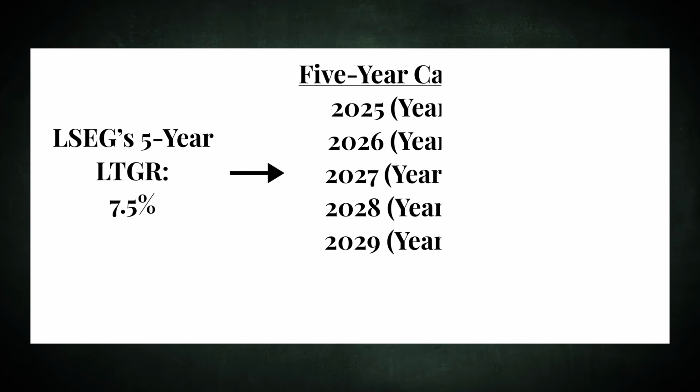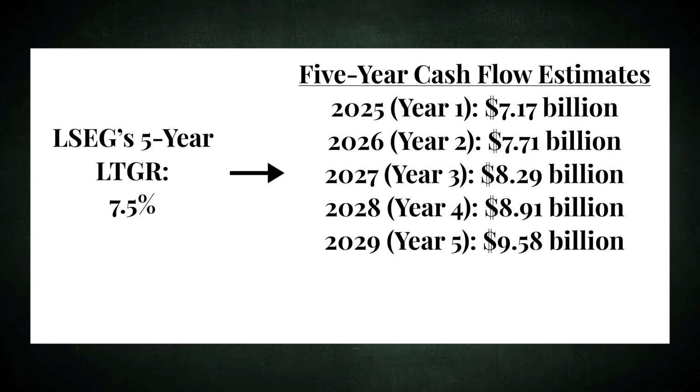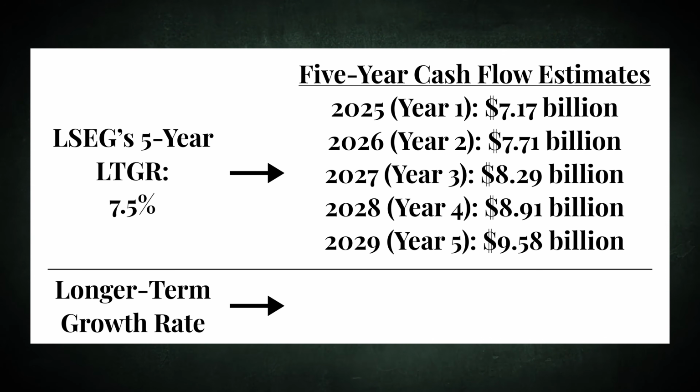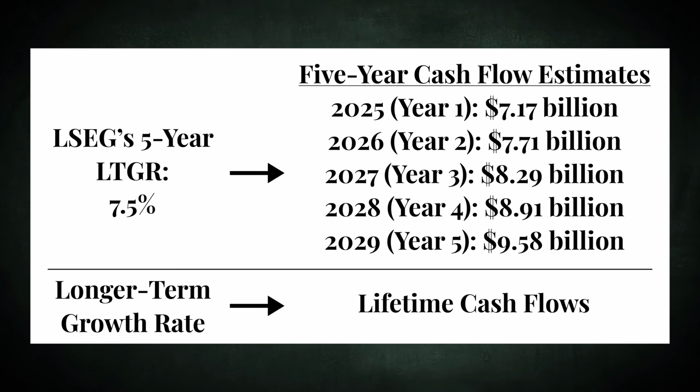Well, remember what we did previously. We took LSEG's 5-year long-term growth rate and applied it to McDonald's cash flows over the next 5 years. Well, the logic is the same for a terminal growth rate. We're going to apply a longer term growth rate to McDonald's cash flows over its lifetime, and this is what's called the terminal growth rate.